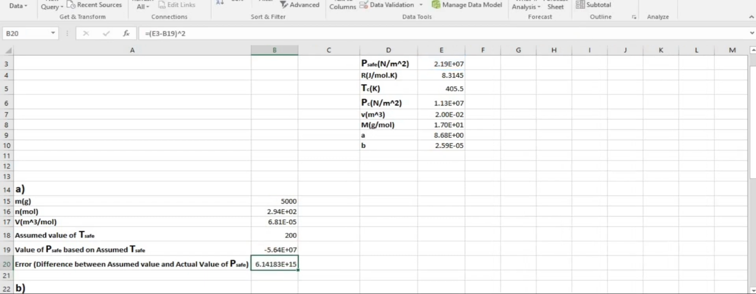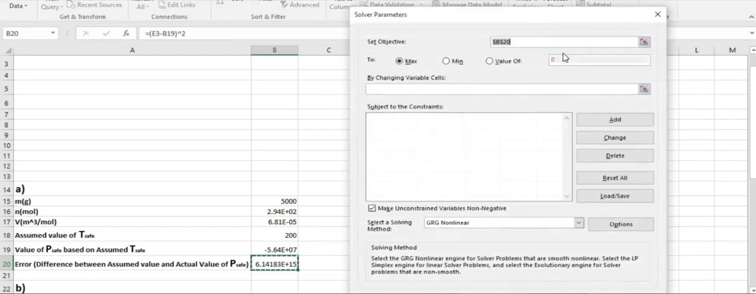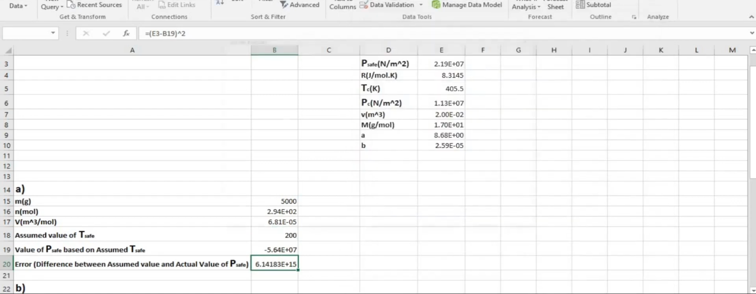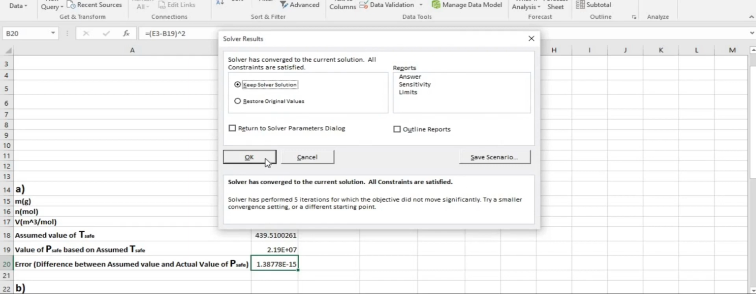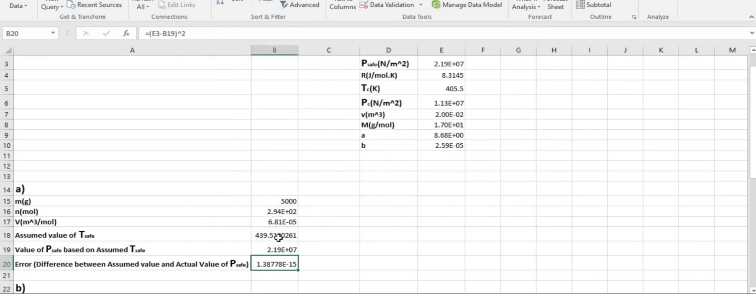Now we'll try to go to Solver and we'll put our objective as this cell here and set it to minimum by changing this cell containing the assumed value of P safe. Then we keep our solver solution, and that gives us an approximate exact value of the safe temperature T safe, which is 439.51 in Kelvin.